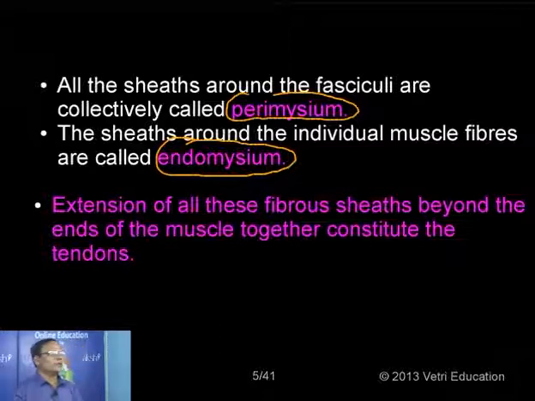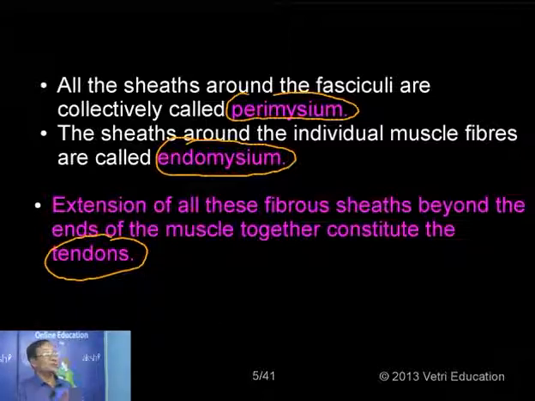So they are actually extending beyond the level of the muscle and form a structure, what we call a tendon, the one which connects the muscles with the bones. All the fibrous connective tissues beyond the muscle extend to form what is called a tendon. The extension of all these fibrous sheets beyond this length of the muscle together constitutes the tendon.